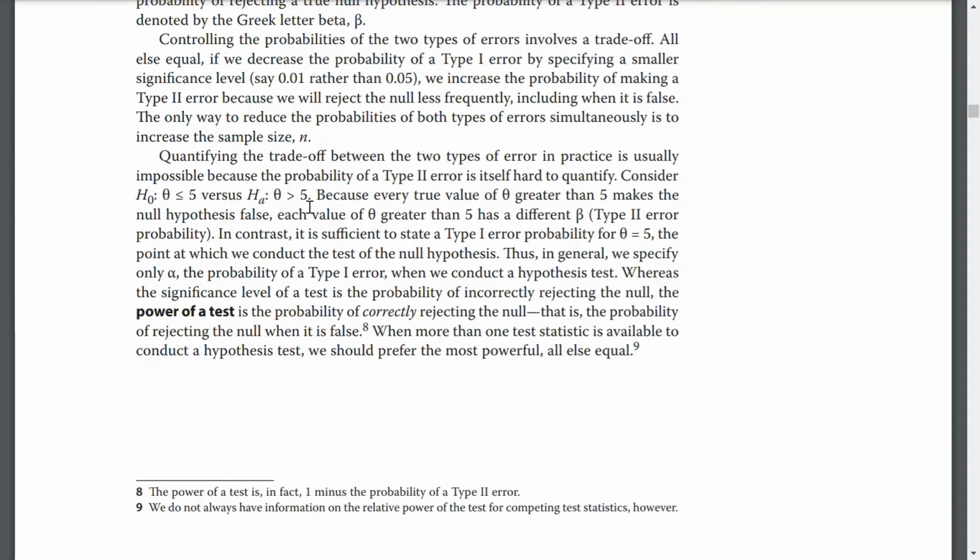Consider the null hypothesis of theta less than or equal to 5 versus theta greater than 5. Because every true value of theta greater than 5 makes the null hypothesis false, each value of theta greater than 5 has a different beta. The type 2 error probability is in contrast less significant to us than the type 1 error probability for theta equals 5, the point at which we conduct the test of the null hypothesis. Thus, in general, we specify only alpha, the probability of a type 1 error, when we conduct a hypothesis test.